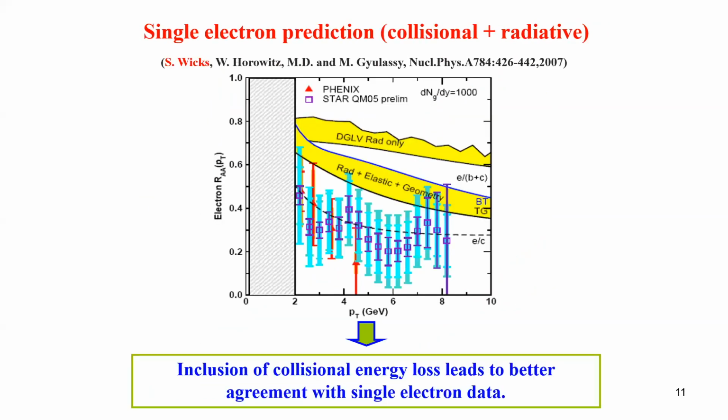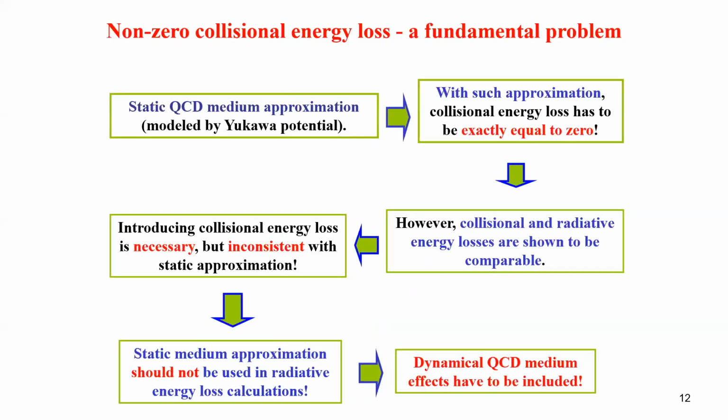Here are single electron predictions, which are obtained by including both collisional and radiative energy losses. By looking at this figure, we see that we have an obviously better agreement with the data than previously, but the agreement is still not good enough. However, this inclusion of the collisional energy loss led to a fundamental problem with all existing radiative energy loss calculations.